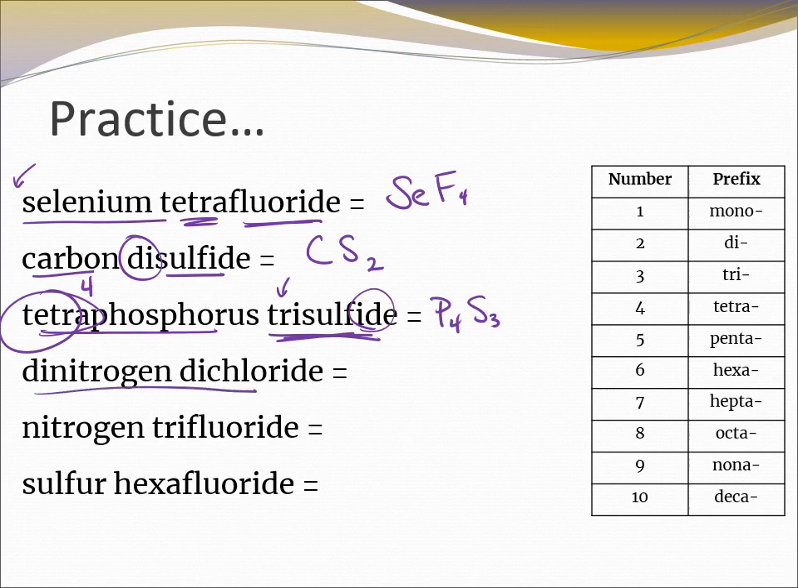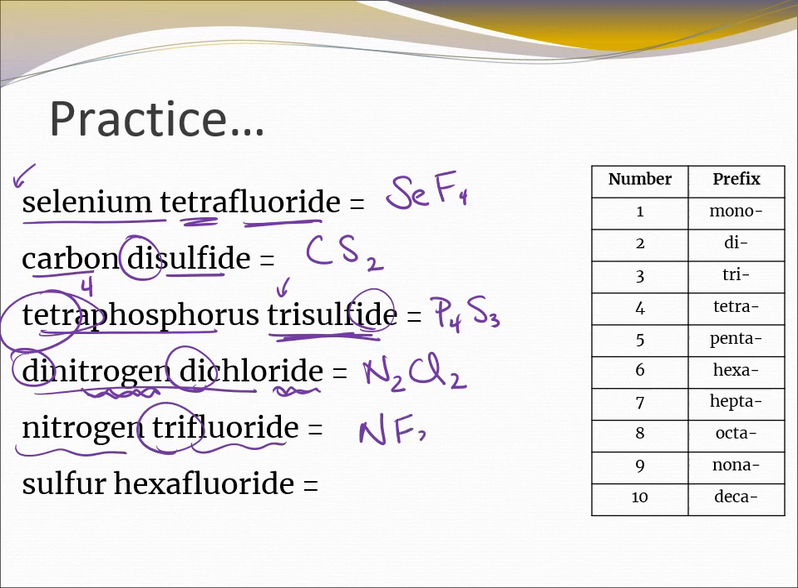Dinitrogen, dichloride, nitrogen's coming first. I have 2 of them. Chlorine is next. I also have 2 of them. Notice that we did not change the end of nitrogen, but we do change the end of chlorine to chloride. Nitrogen, no prefix, means only one of them. Fluoride, now I have 3 of them.